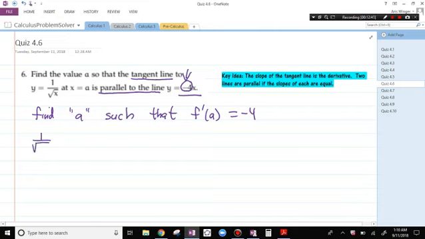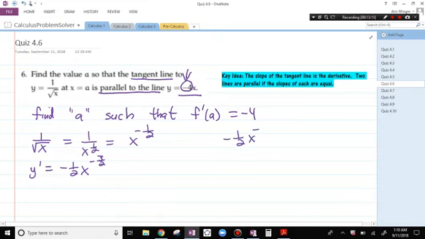1 over the square root of x, I'm going to rewrite that as 1 over x to the 1/2, which is x to the negative 1/2. And I'm writing it like this so that I can apply the power rule, so that y prime is equal to minus 1/2 x to the minus 3/2. We bring the minus 1/2 down and subtract 1 from the power. Now we want to set that equal to negative 4. So minus 1/2 x to the minus 3/2 is equal to negative 4.